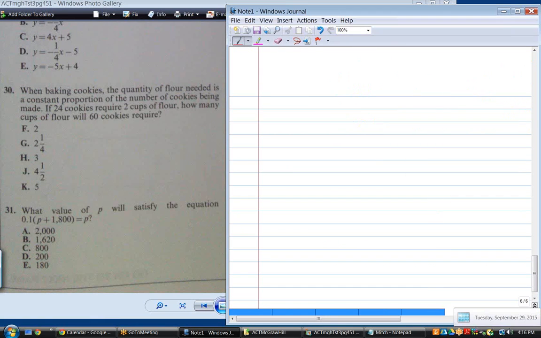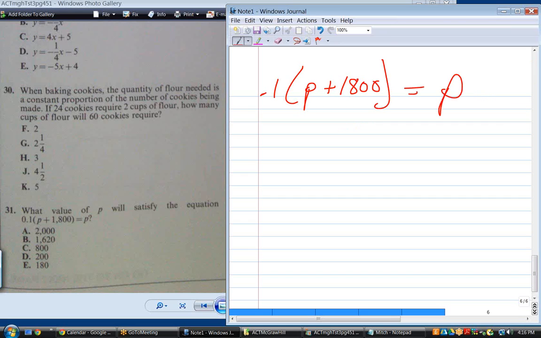So 31. We have 0.1 times (p plus 1800) equals p. They're asking you to solve for p. Tell me how to solve this equation. In other words, I don't want just the answer. I want to be sure you know how to solve this equation, even if it wasn't multiple choice.